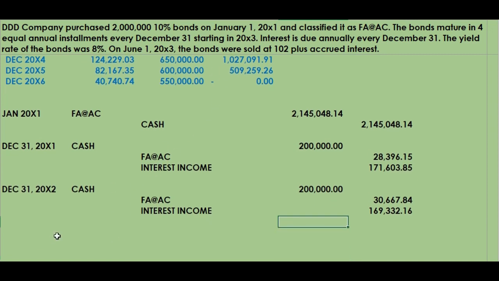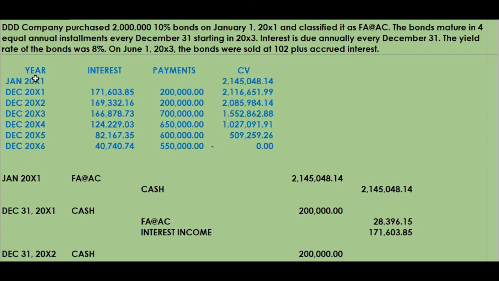So, ang mangyari ngayon dyan, next na mangyari will be, kailan nagbenta? June 1. Okay? So, this is going to be June 1, 20x3. So, ang nangyari, binenta daw natin yung lahat ng bonds at 102 plus accrued interest. So, ang mangyari ngayon dyan, 102, tapos idadagdag pa natin yung accrued interest. Okay? So, bago natin gawin yan, copy ulit natin to.